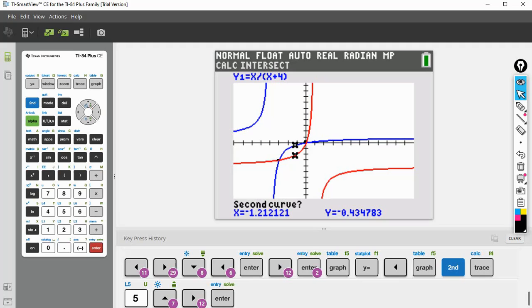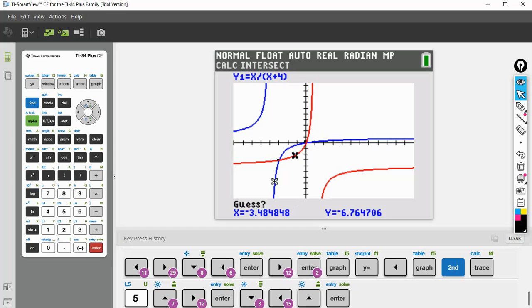And then it's going to ask for the second curve. Here you have to be careful because you have to go below the other value, otherwise it's not going to find it. So you have to go below. Oh, that's not the right curve. It's the other curve. There. Okay, so once you are below what you estimate to be that intersection, you click on enter again.